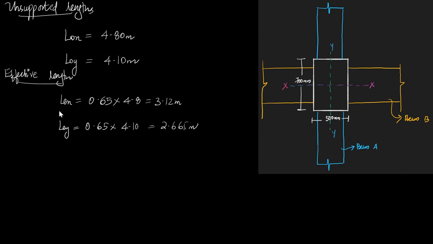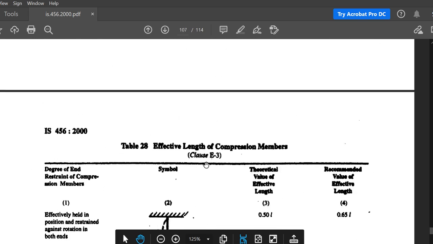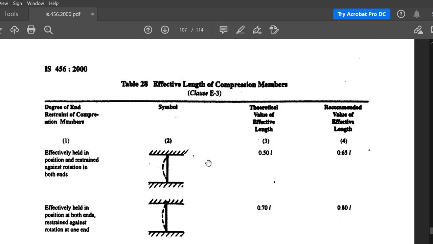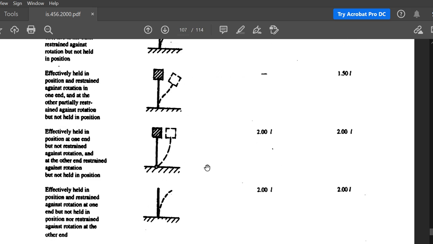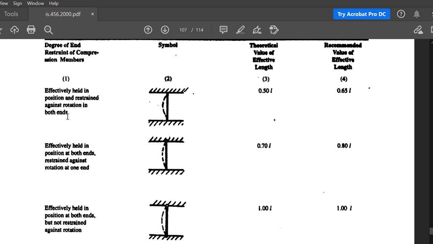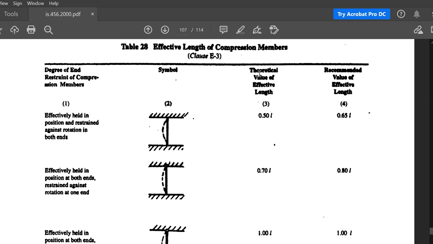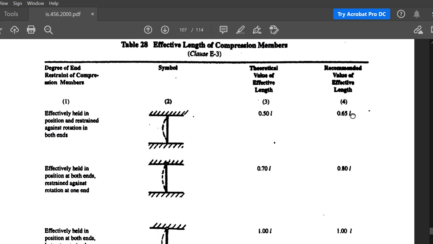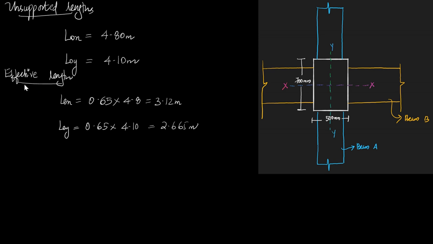So the effective length Lex, you need to take from page number 94, table number 28. You will get effectively held in position and restrained against rotation at both the ends. The recommended value, as the theoretical value is not taken because we will not attain 100% fixity, is 0.65 L. So your effective length Lex is 0.65 into the unsupported length, that is 3.12 meter, and Ley is equal to 0.65 into 4.1, that is 2.665 meter.